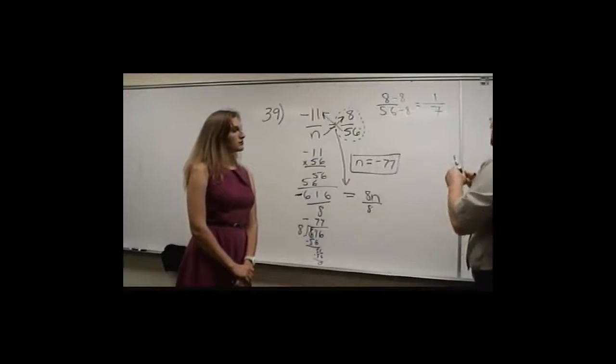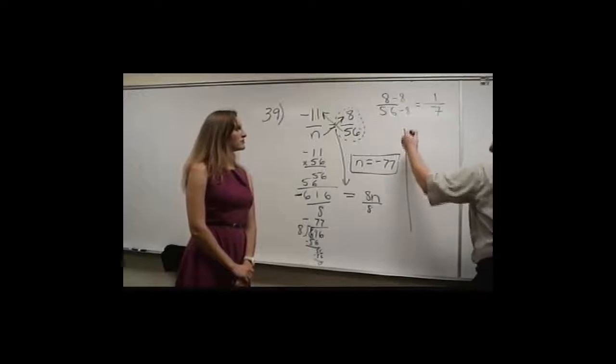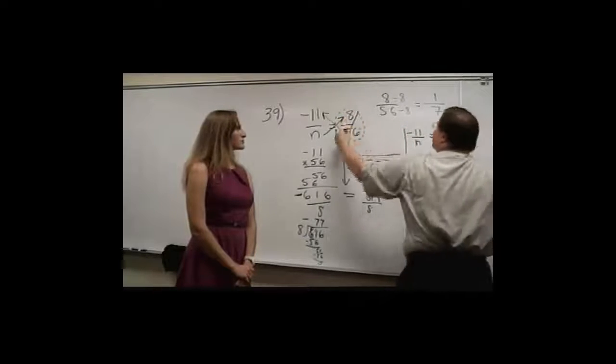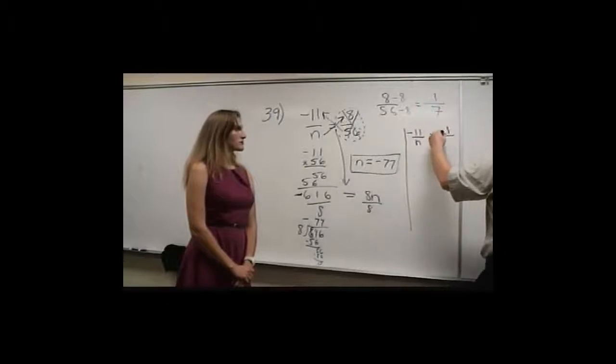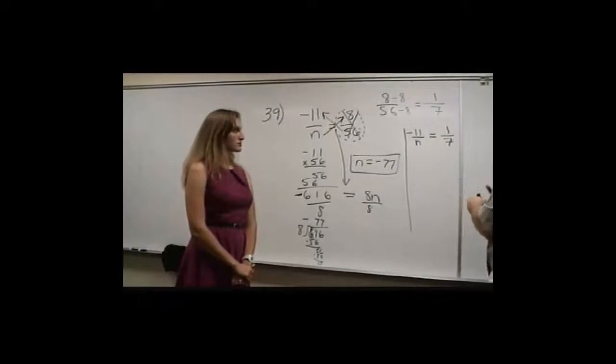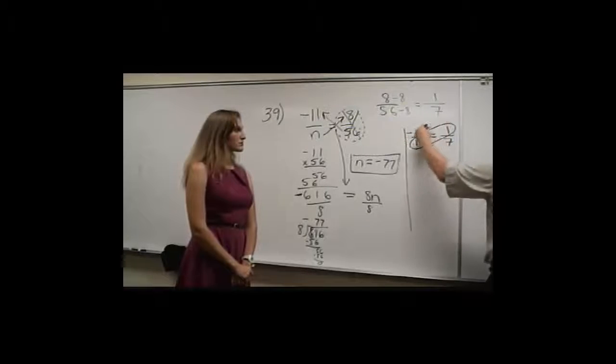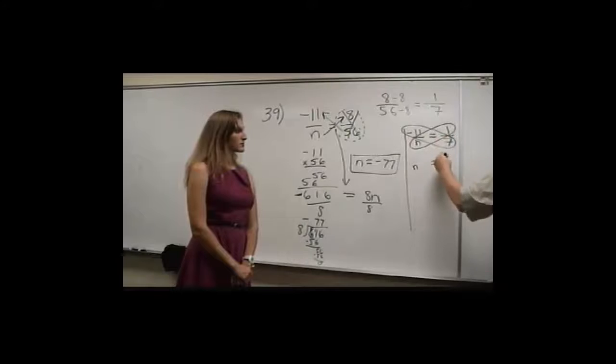And then what I can do instead is write down negative 11 over n equals, not this, but 1 over 7. So it makes my cross multiplication easier to keep the equal sign in the middle. n times 1 is 1n, which is just n. 7 times negative 11 is negative 77. And there you go. You have the same answer. It works. A little bit shorter.